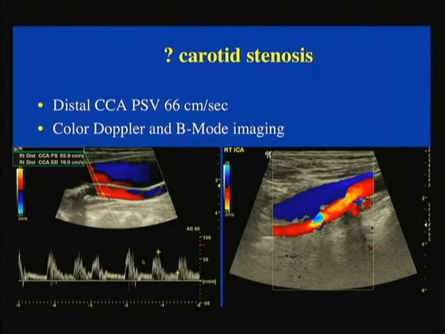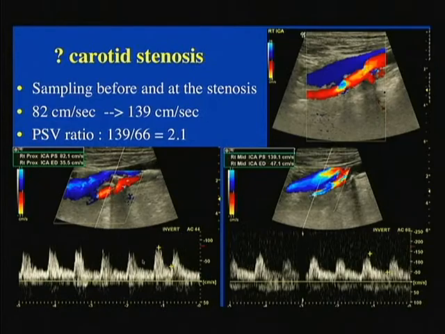Patient has his distal common carotid artery peak systolic velocity of 66. That's within normal range. The color Doppler looks okay. A little bit of an arrhythmia. Doesn't affect us too much. It stabilizes during the examination.